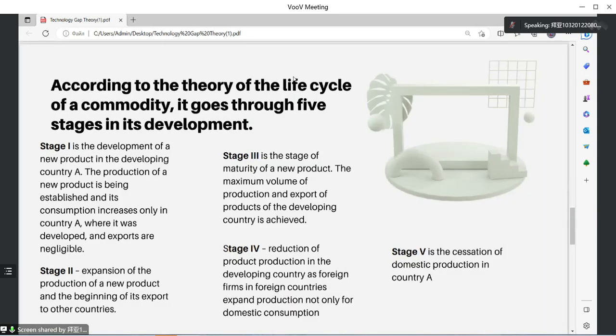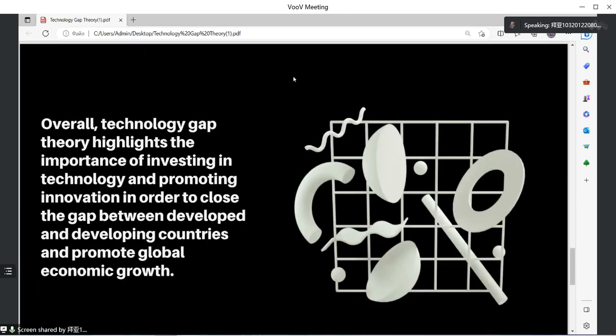And according to this theory, it's wrong. The technology gap theory highlights the importance of investing in technology and promoting innovations. It closes the gap between developed and developing countries and promotes global economic growth.